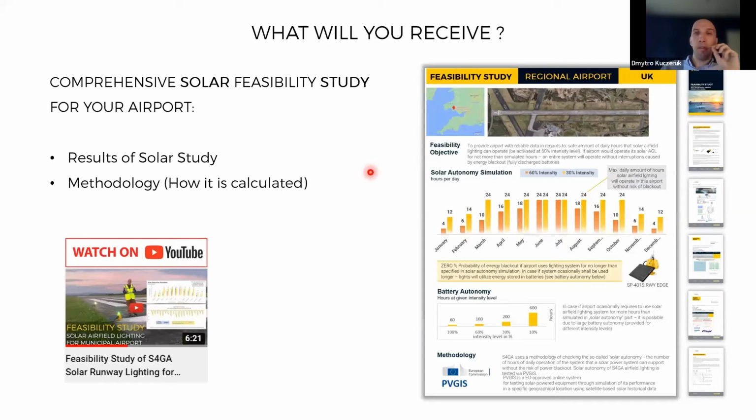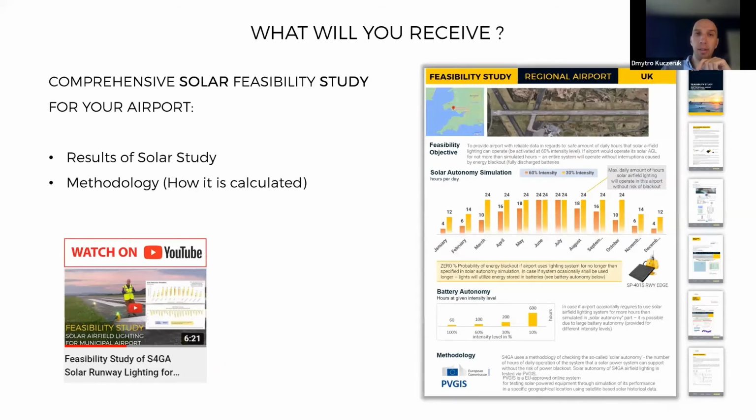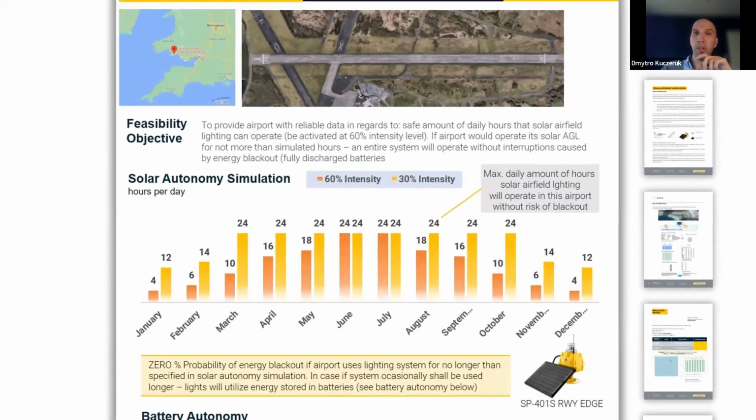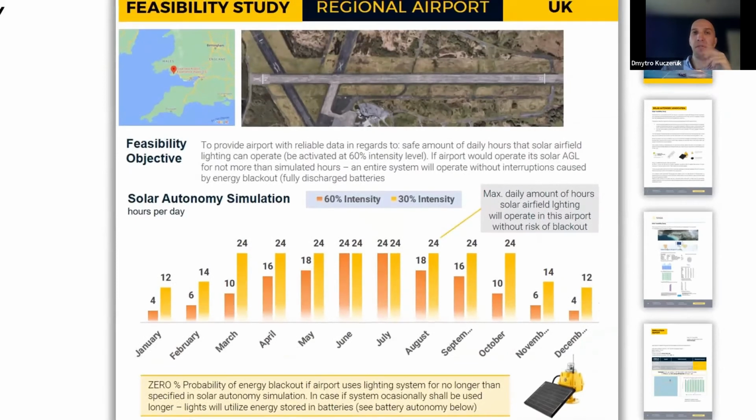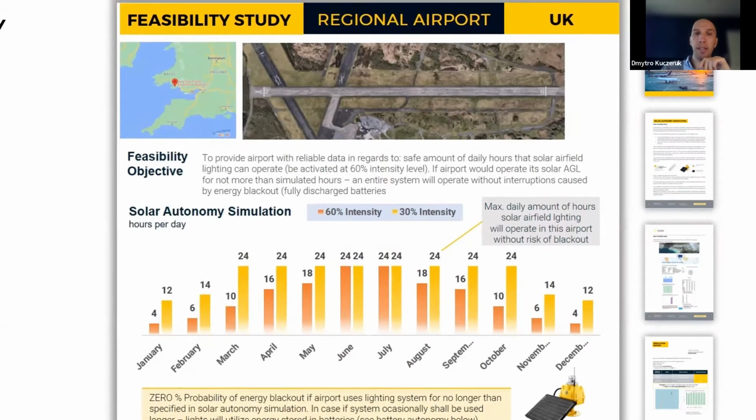To sum up, when we work on a particular airport project, we always start from this. If those numbers are accepted by the airport, only then do we move forward. Let's say this is a regional airport in the UK that probably has 4, 5, 6 flights per day. If they came to us and said, listen, in January we need to fly 24 hours a day, every day, then the answer from S4GA will be, you cannot use a solar system. It's not for you, as it is.